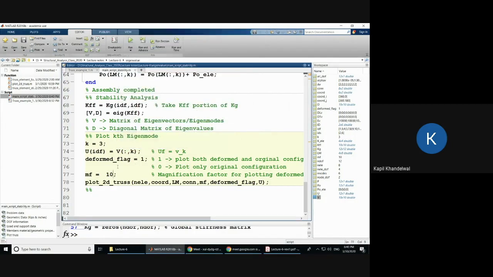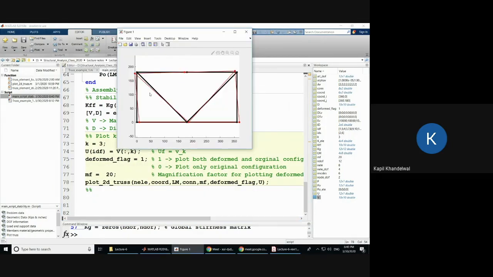And let me increase the magnification factor a little bit. Let's say to 20, just to show you a little bit better. So you can see that in this case, the structure moves, and there's a deformation in the structure. So this is a correct mode. This is a strain-inducing mode.